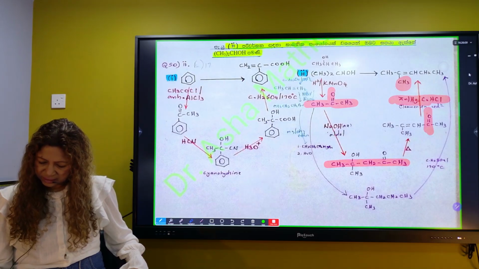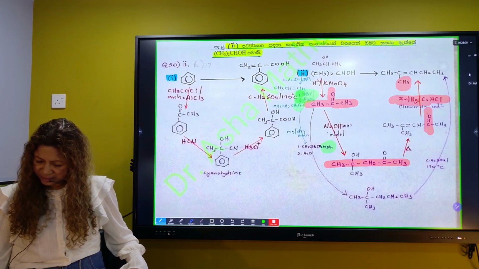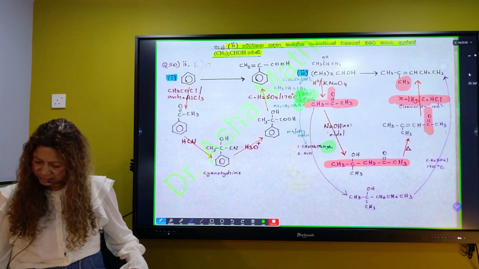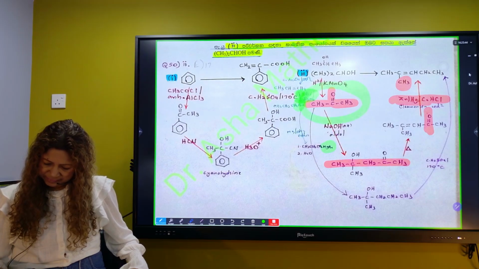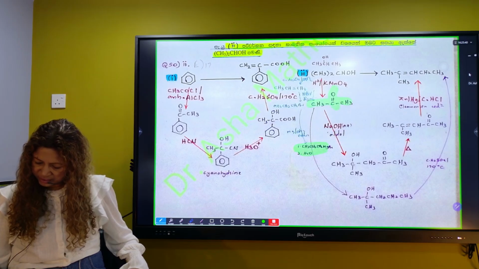Then make alkyl peroxide. Once you're adding alkyl peroxide, you can get this terminal bromine, Grignard, and then to that you can add this one.